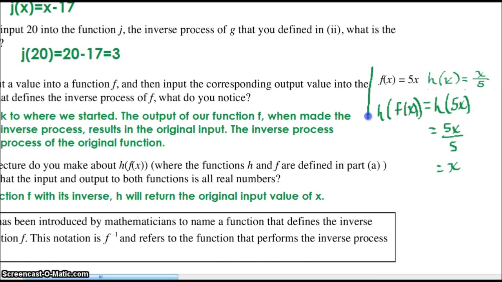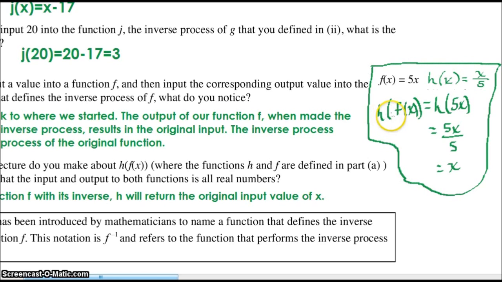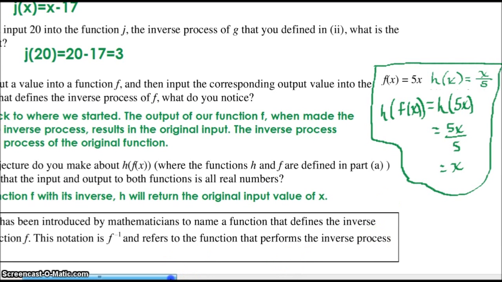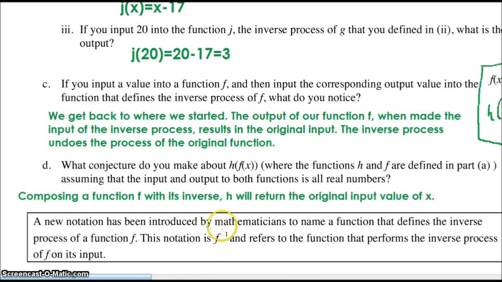Okay, so we had f of x was 5x, and then h of x was x over 5. Notice if we take the composition h of f of x, that means that we take f and we substitute it in for h. So essentially we're going to put the 5x right here where the x is. H of 5x is 5x over 5, which is simply x. Notice how we take our input x and then we just return to the original input. Composing a function f with its inverse h will return the original input value of x.